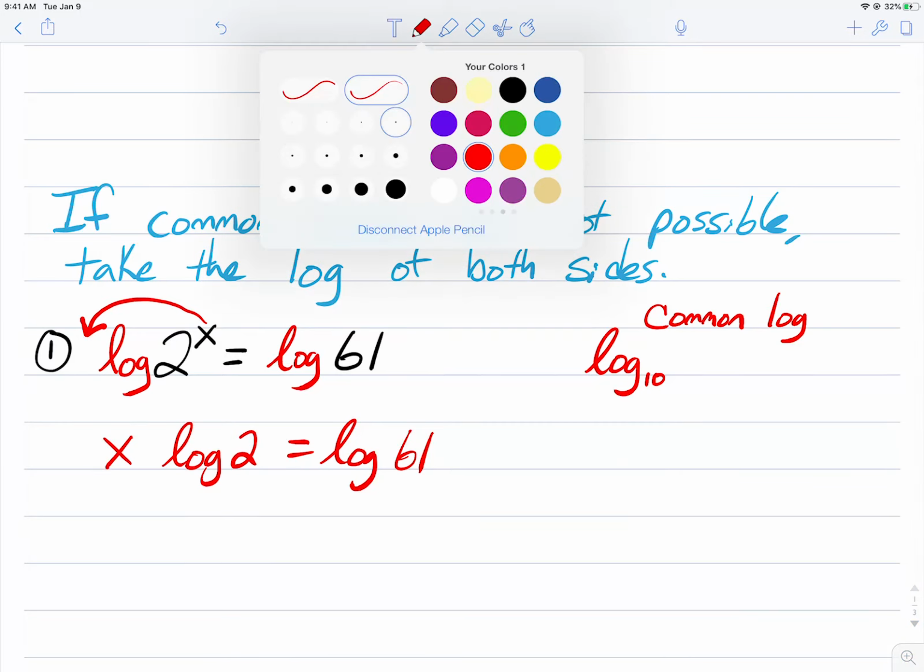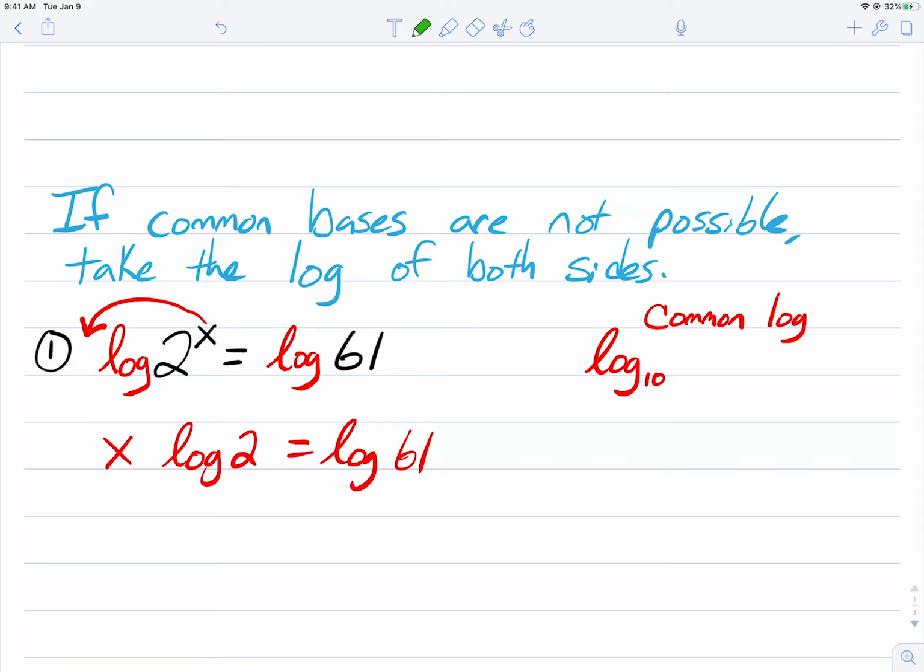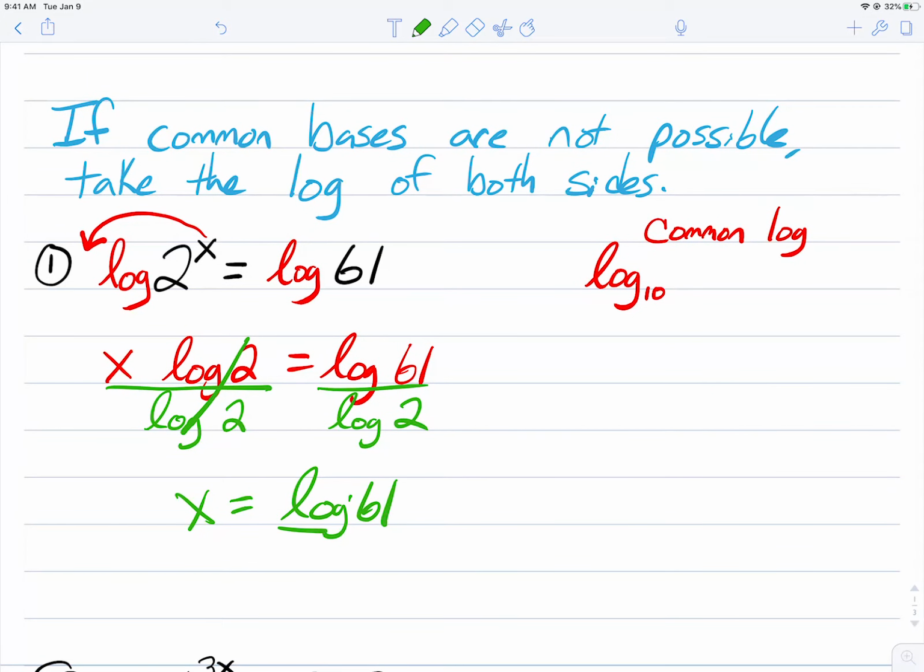Now, from here, if I want to get x by itself, right now it's being multiplied by the log of 2. So I'm going to divide both sides by the log of 2, which gets me that x equals the log of 61 over the log of 2.